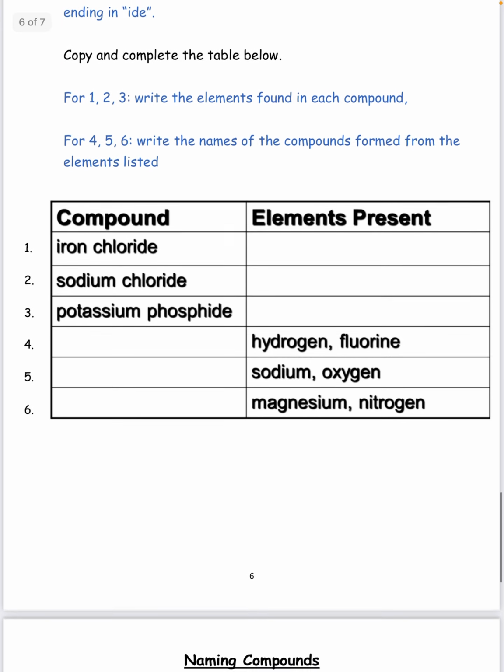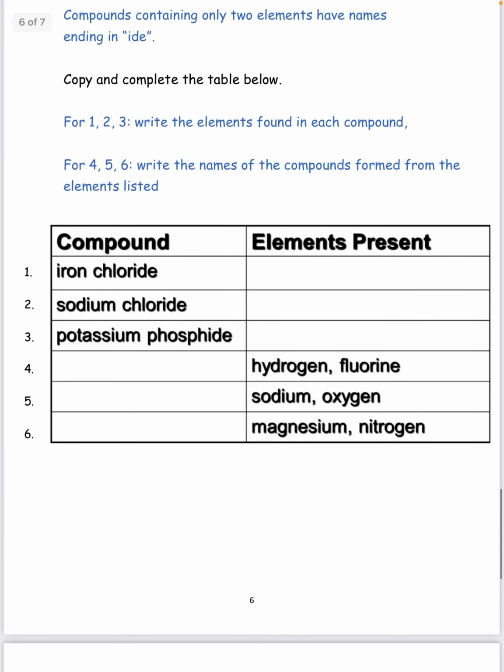So based on that, I'm going to give you a couple of tables for you to try for yourself using what I've just spoken about. So for example, the compound iron chloride, you need to think of the elements present are going to be iron and then chlorine. So look at your periodic table. There is no element called chloride, but there is one called chlorine, and that's the one that's there. And you're then going to see if you can name the compound based on the elements present. So for 4, 5 and 6, you're told hydrogen and fluorine. So that would be hydrogen fluoride. Sodium and oxygen, and you're going to try the next couple yourself.